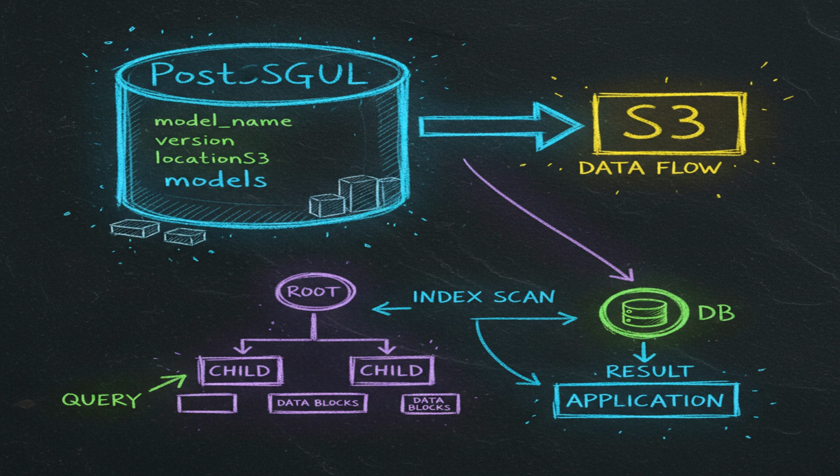For the data model, we use PostgreSQL to store model metadata, such as name, version, and location. We might be tempted to use a NoSQL database, but the relational structure of PostgreSQL provides better consistency and transaction support for metadata. We use blob storage like S3 to store the actual model weights.